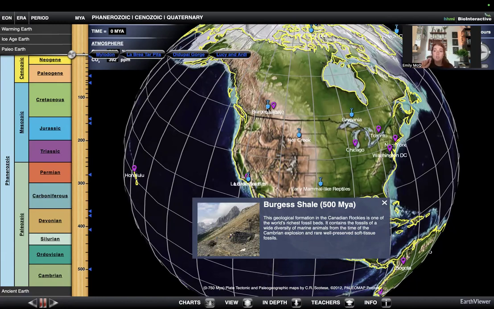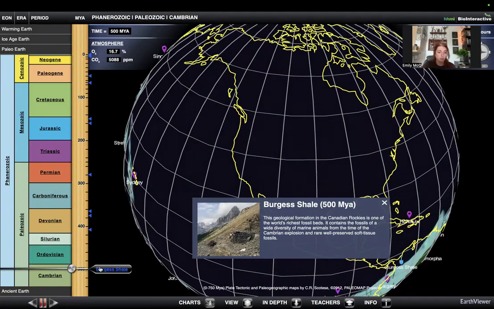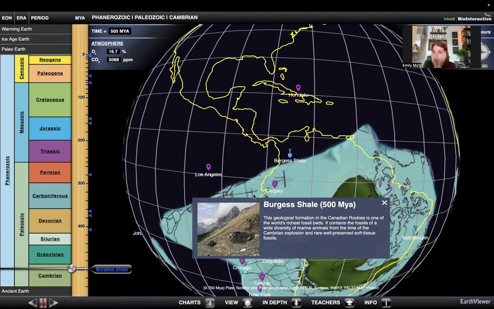But what I want you to think about for this lab is not where it is now, because right now it's part of the Canadian Rockies. You're going to go back to the Burgess Shale here. Where did it form environmentally? Was it part of a mountainous system back in this day? I'm not going to tell you.